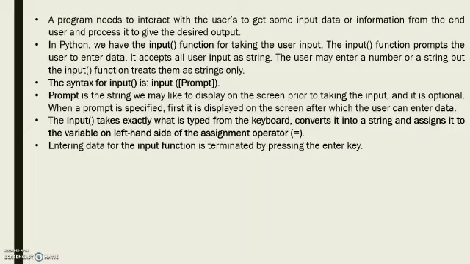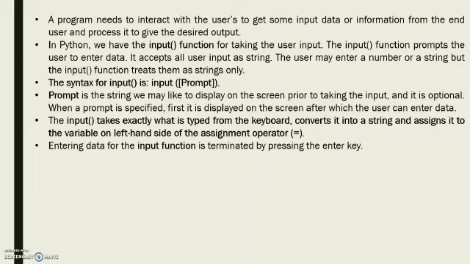Now let us see what a prompt is. A prompt is the string we may like to display on the screen prior to taking the input, and it is optional. Now this is a string value. Strings are a combination of numbers, alphabets and special characters. So it is just a value that will be shown on the screen before taking the input. This is an optional value, it is not compulsory. It can be there, and it can also not be there.